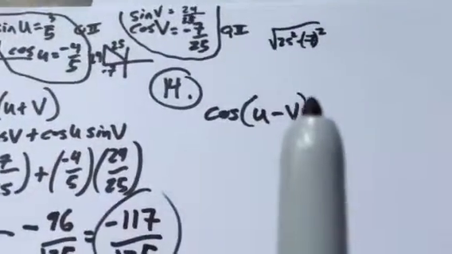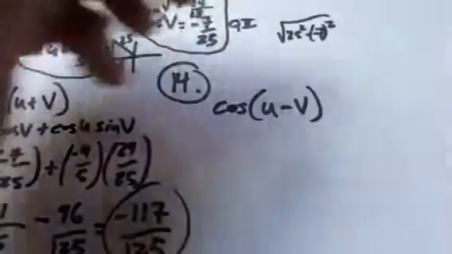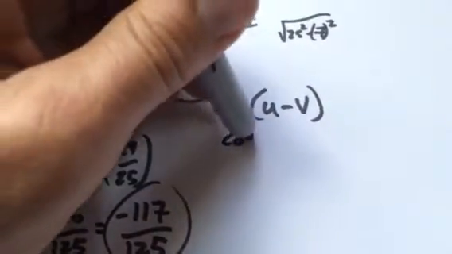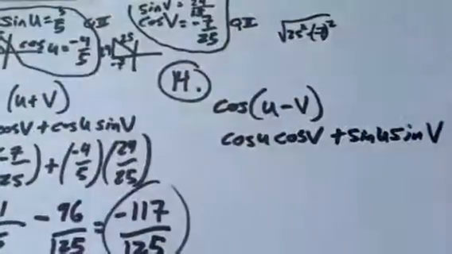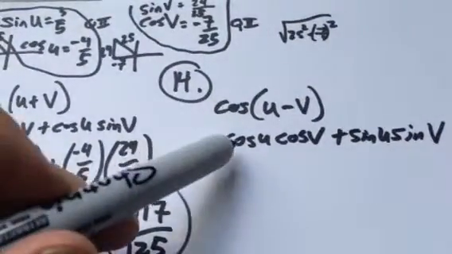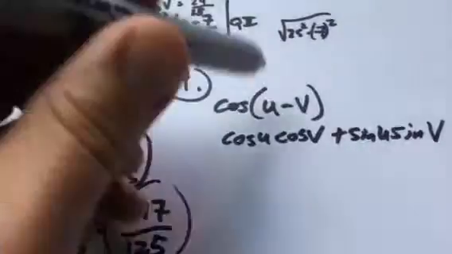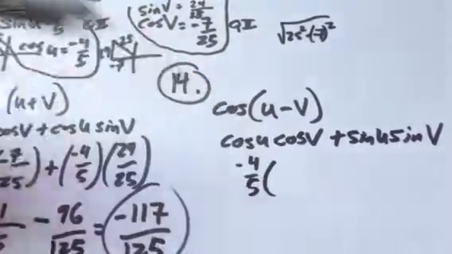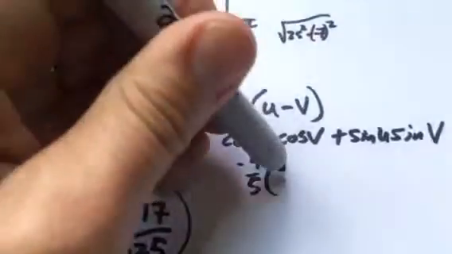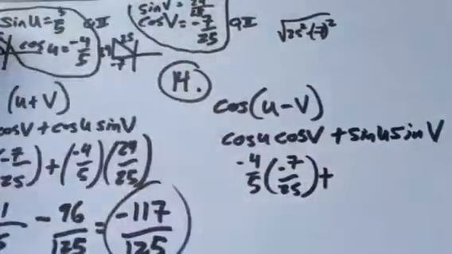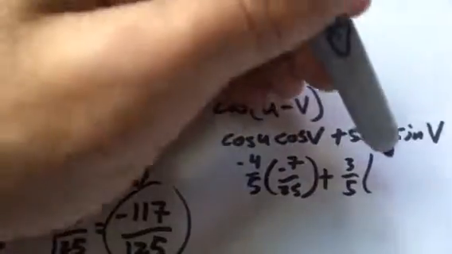Now I'm going to go to get the cosine of the angles subtracted from each other. Do this expansion. Cosine of the first one, cosine of the second one. Opposite operator. Sine of the first one, sine of the second one. Let me plug in those values. I know that cosine of u is right here, negative 4/5. Cosine of v, negative 7/25. Plus sine of the first one, sine of u is 3/5. Sine of v is 24/25.